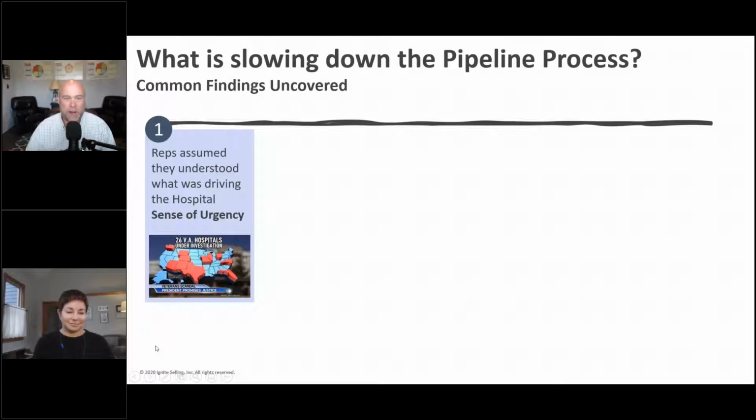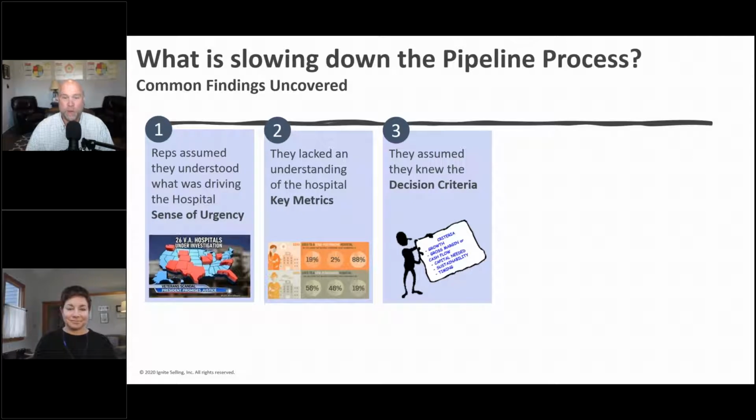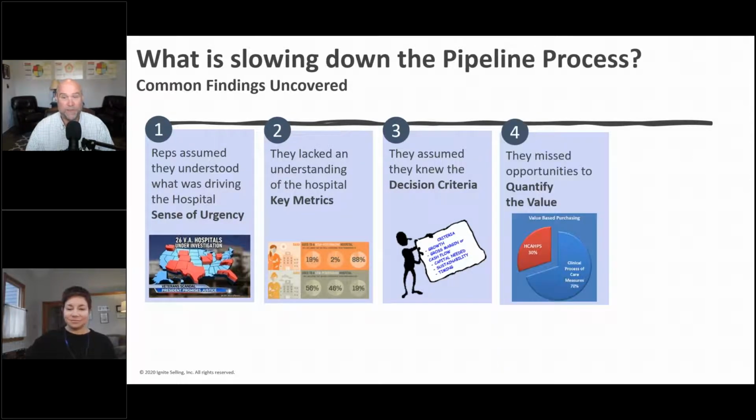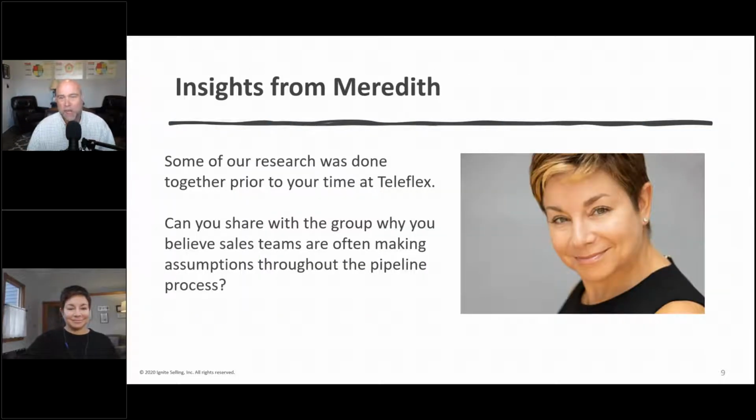So here's a summary of our findings. Why do things slow down? Number one, reps assumed they understood what was driving the hospital's sense of urgency, or maybe the physician's office's sense of urgency. Number two, they lacked an understanding of the hospital's metrics. Number three, they assumed they knew the decision criteria. Number four, they missed opportunities to quantify value. And number five, they assumed their adversaries were neutralized and that they knew all of the key influencers. So these are reasons why opportunities slow down. Why do they stall? I challenge you to think about what is causing your sales pipeline to slow down. Meredith, I have a question for you.